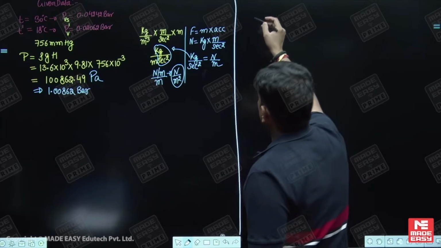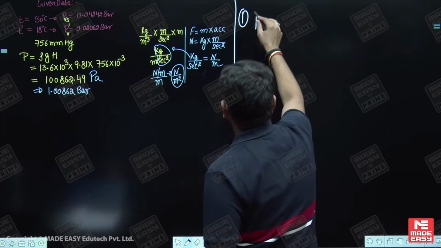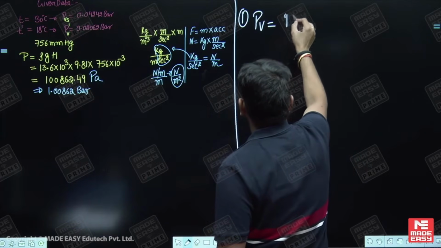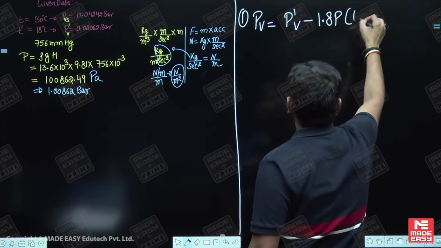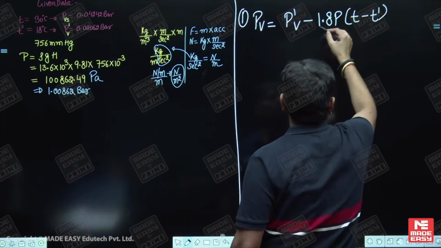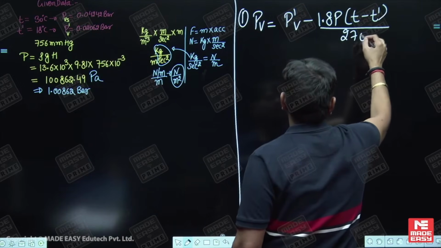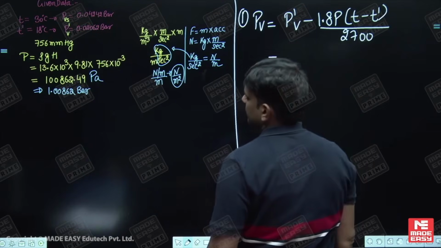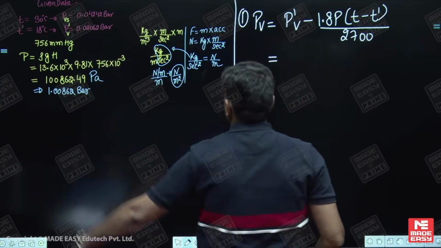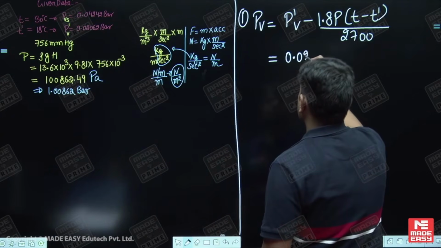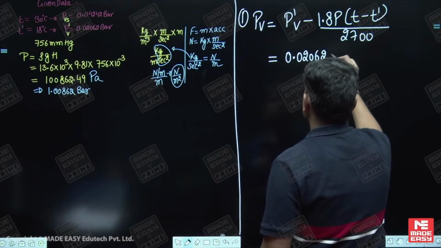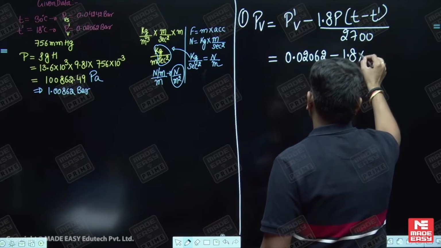What is the first factor? First you have to find out PV. How to find PV? By using the Abjon formula, divided by 2700. What is the value of P dash V? P dash V is the saturation pressure corresponding to the wet bulb temperature, so 0.02062 bar minus 1.8 P.